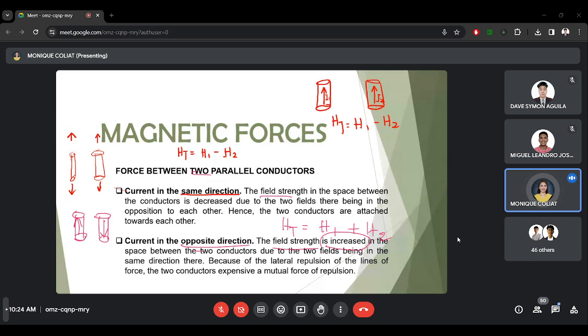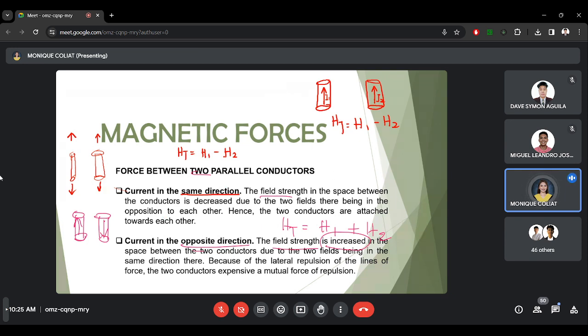What if opposite direction of current naman? So, the field strength is increased in the space between the two conductors due to the two fields being in the same direction there. Mali. Bakit baliktad to?